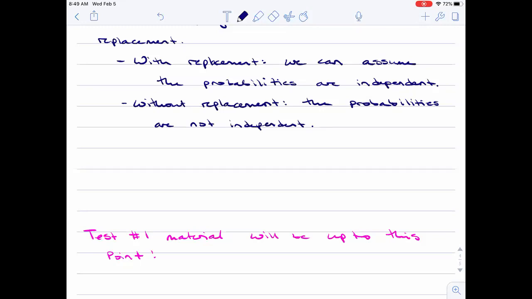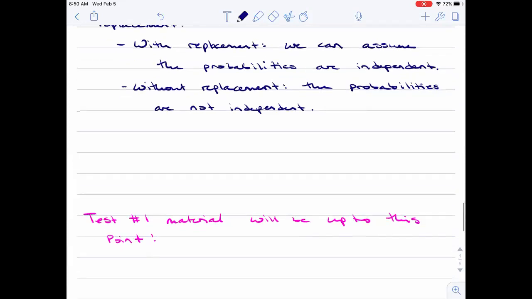So if you're doing it with replacement, then you could assume all the probabilities are independent. If it's without replacement, where we're pulling some and putting them to the side, they're not in our population anymore, then the probabilities are not independent. Yeah, for small populations. For larger populations, in the grand scheme of things, it actually doesn't matter.